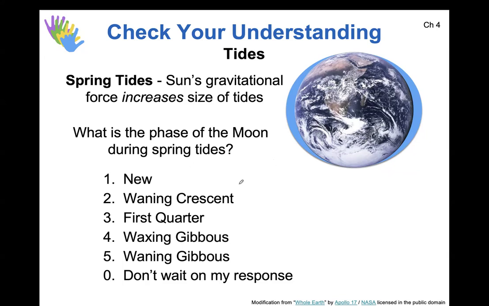Only one of these, there's more than one phase that is possible, but of the options, only one of them is correct.